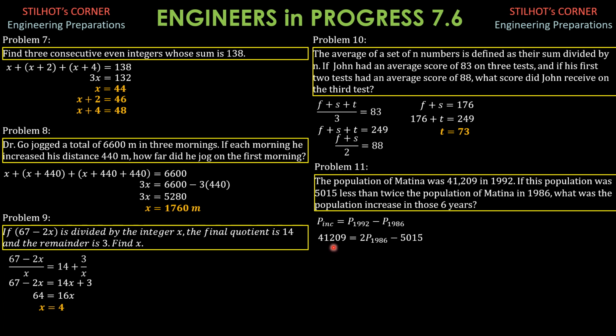So 41,209 plus 5,015 is 46,224, which equals 2 times population in 1986. Divided by 2, the population in 1986 is 23,112. Then we substitute above. Population increase is 41,209 minus 23,112, and the population increase is 18,097. So that's it for this video.